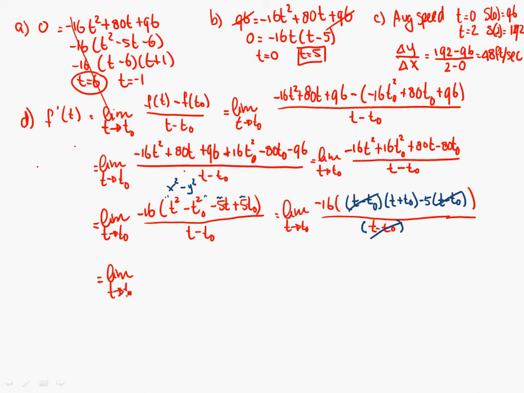So we're going to get t sub 0. You get a negative 16. Then inside the brackets you get t plus t sub 0, that's a plus, minus 5. Now what do we do? If this said t going to 4, what would you replace the t with? So here you replace your t with t sub 0. So the limit of that thing goes to here.